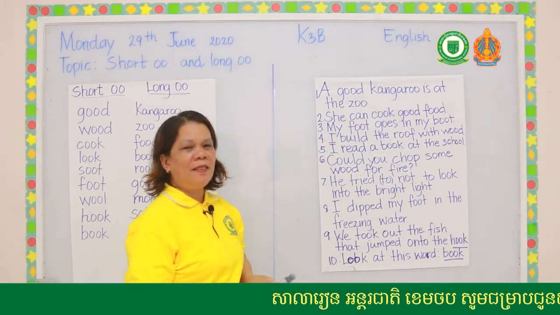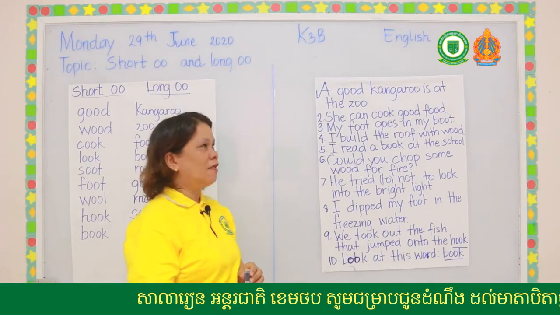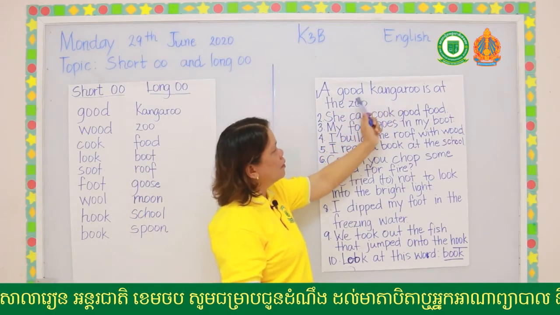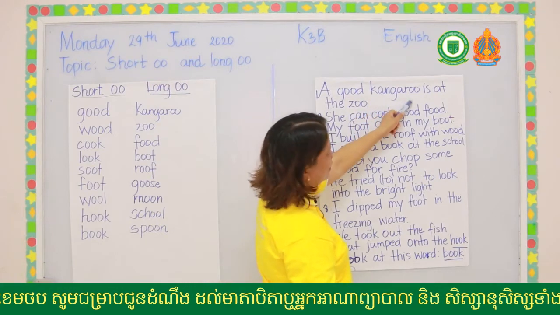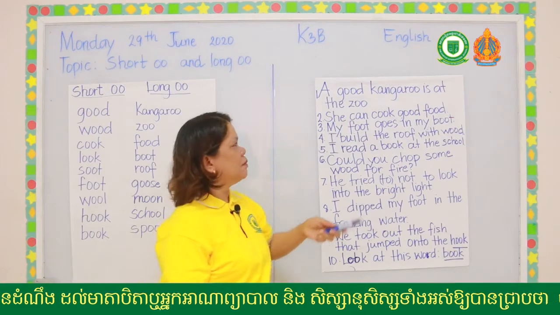Okay? Can you identify the word which is short double O? Good, kangaroo. Good is a short O. Kangaroo is long. At the zoo. Zoo is a long sound U.